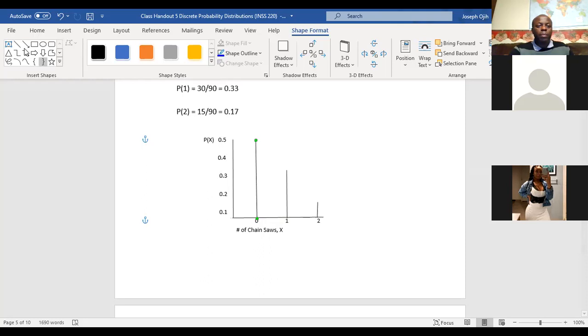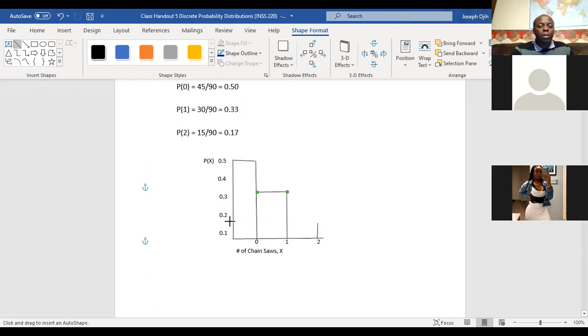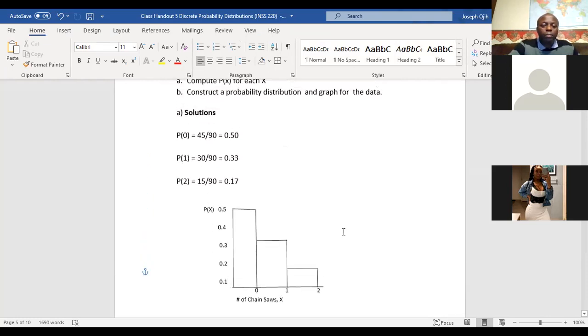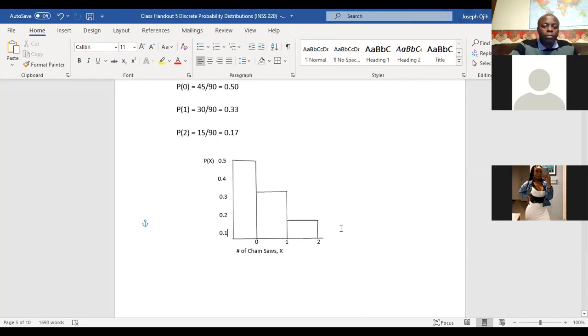Now some of you might ask to join these and make it a histogram, which we can do. This can be a histogram: 0.5, 0.33, and then 0.17 should be over here. This is going to be the graph. Questions? No questions. Good. Very good. We are doing well. Excellent.